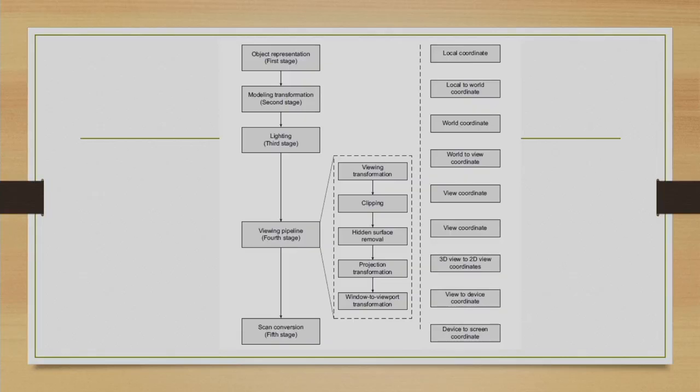So, there are 5 stages as we have already mentioned: object representation, first stage; modeling transformation, second stage; lighting, third stage. These 3 stages we have already discussed completely. Currently, we are in the 4th stage, viewing pipeline, and there will be one more stage, 5th stage, that is scan conversion.